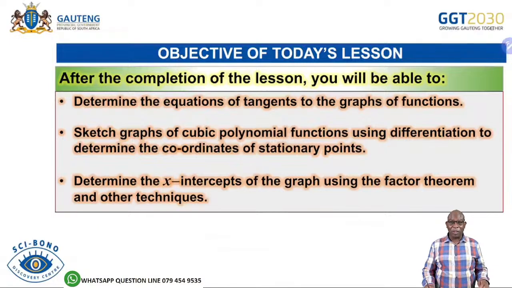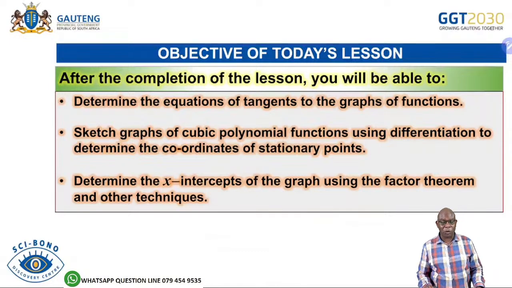Remember, we're going to use differentiation that we have done previously to determine the coordinates of the stationary points. Stationary points are nothing else but the turning points of the graph. We're going to determine which one will be the maximum, which one will be the minimum. Lastly, you need to be able to determine the x-intercept of the graph using the factor theorem and other techniques that we have done previously also. So we're going to look at it now.